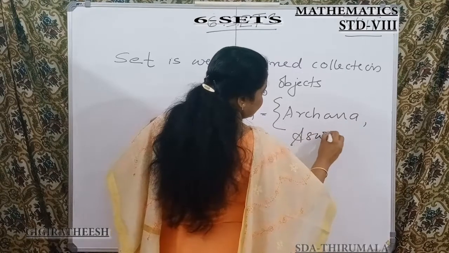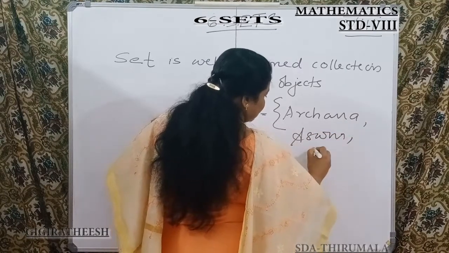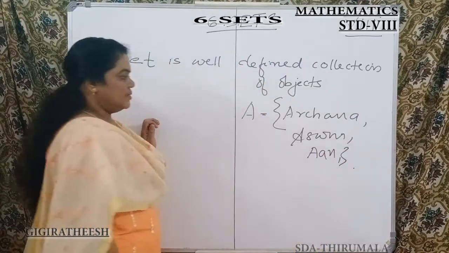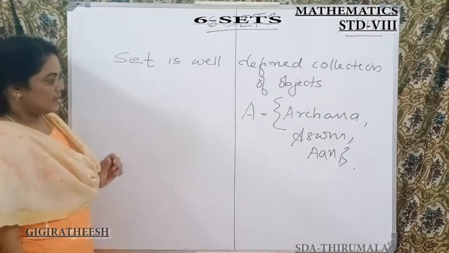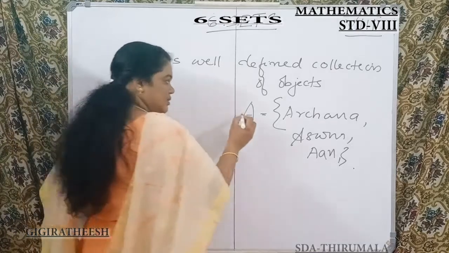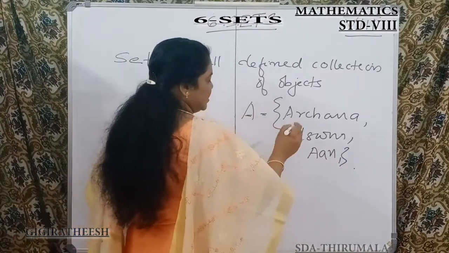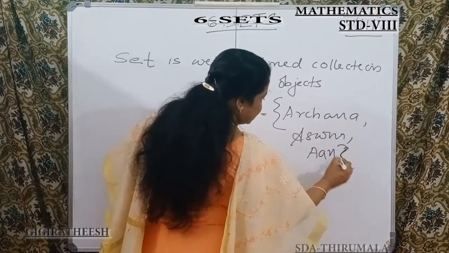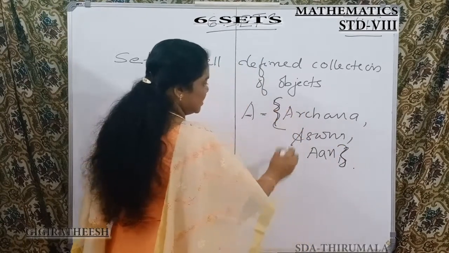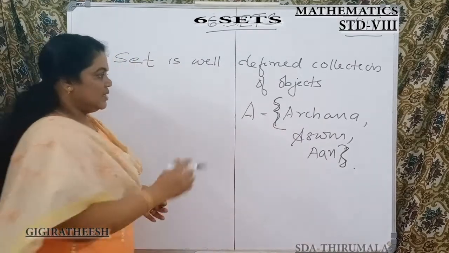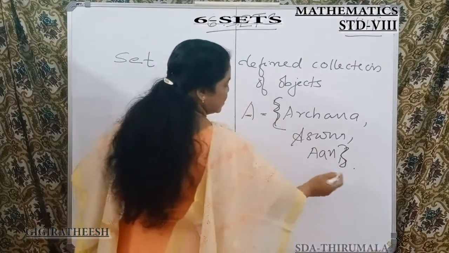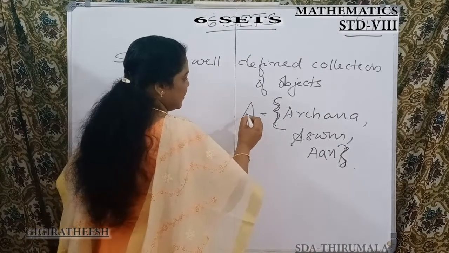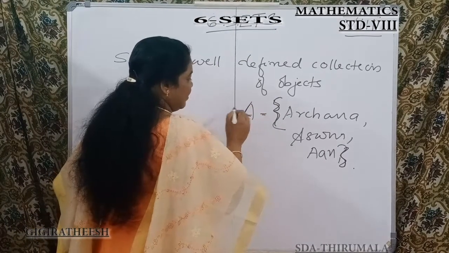Ashwin, and so on. These are all names starting with A. And here we can write a set inside two curly brackets, starting with a curly bracket and ending with a curly bracket. Also, we can represent a set with a capital letter.